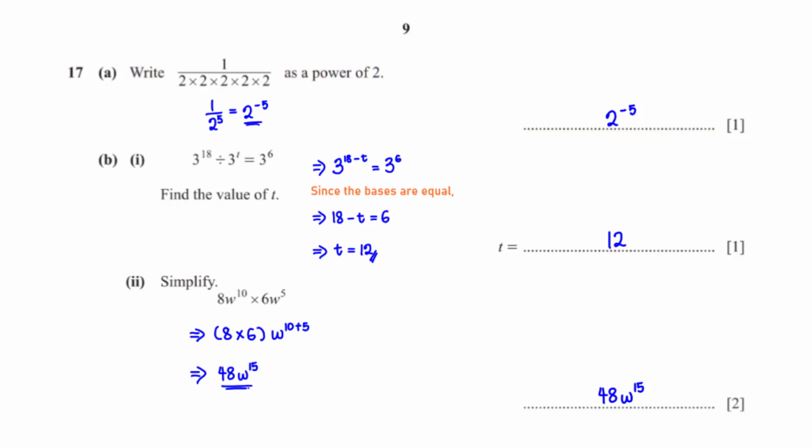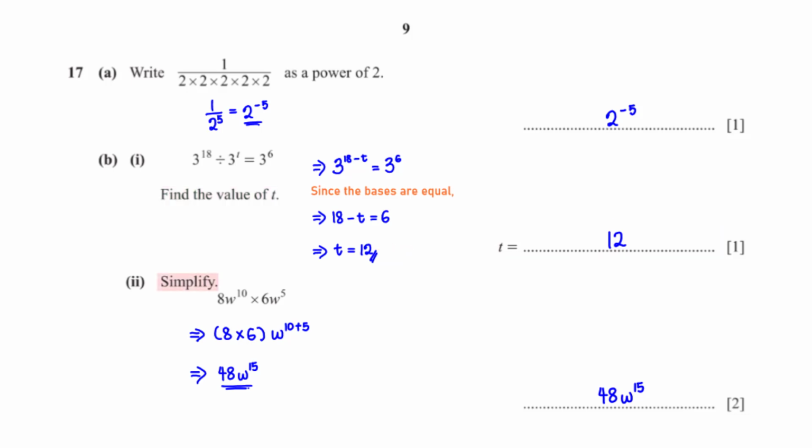3 raised to the power 18 divided by 3 raised to the power t equals 3 raised to the power 6. Find the value of t. Since these two terms are dividing and they have the same base, we can rewrite it as 3 raised to the power 18 minus t. Since the bases on both sides are equal, then their powers should also be equal. So we have 18 minus t equals 6. When we make t the subject, we get t equals 12.